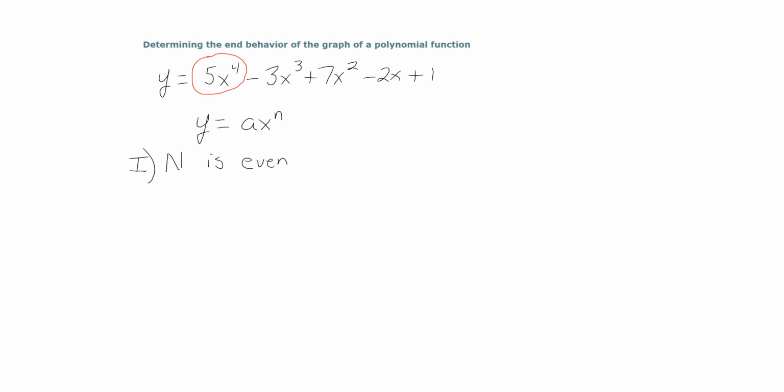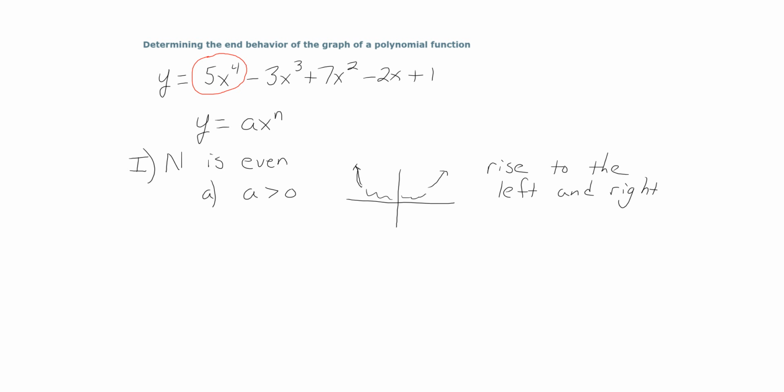All right, so if n is even, in part A, if a is greater than 0, if a is positive, we have no idea what happens in the middle, but we don't care. Both ends will go up. Like I said, we don't know what really happens in the middle, but we don't care. So this will rise to the left and right.